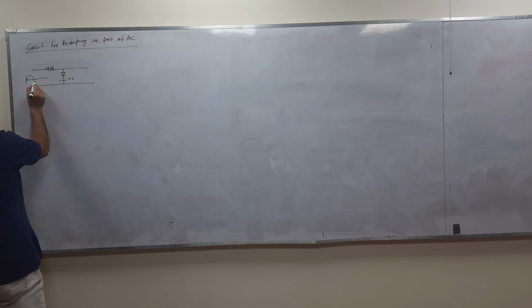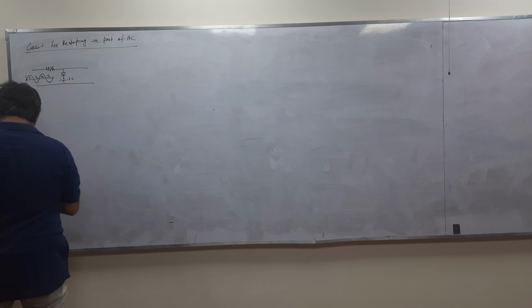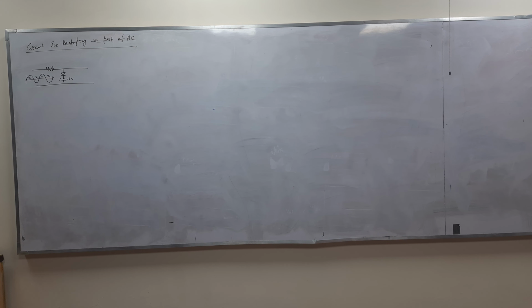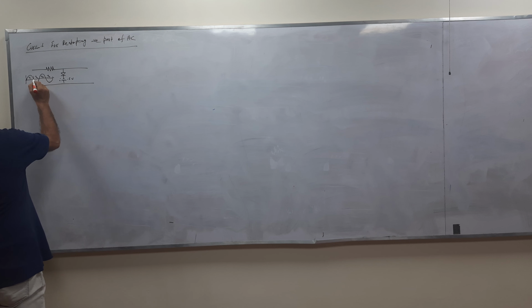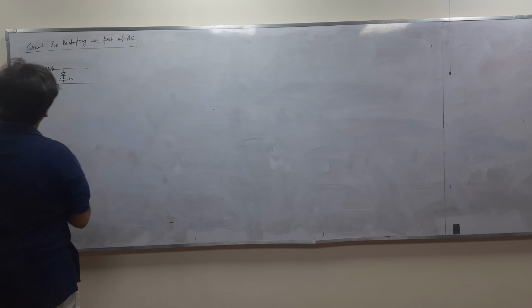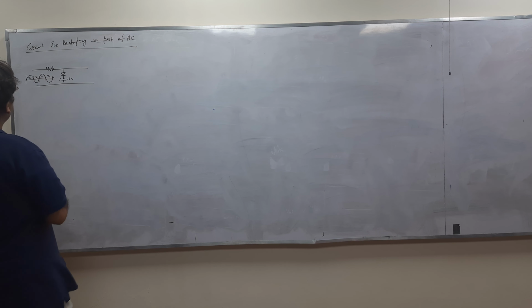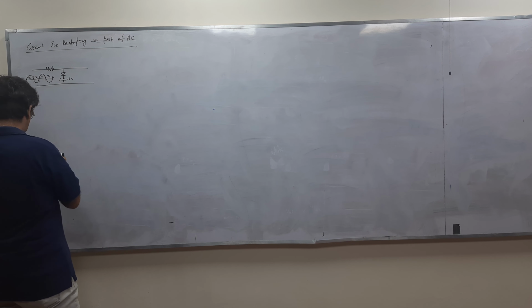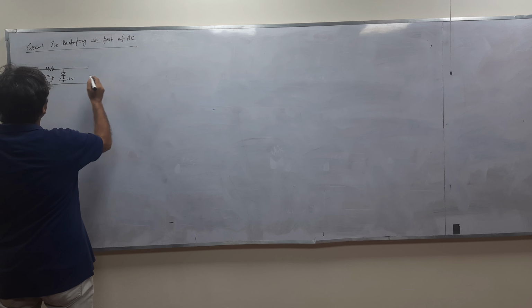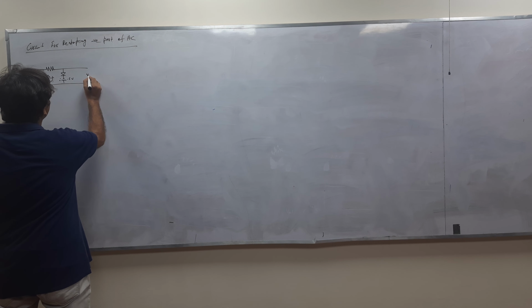For example, if this is the input wave, this is T1, this is T2, this is T3, this is T4. So this is T1, 2, 3 and 4. Now, this is V out.